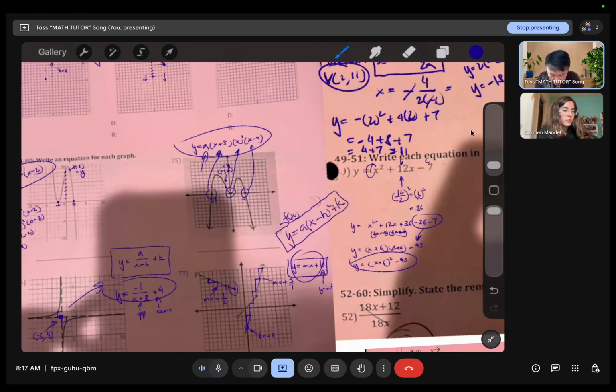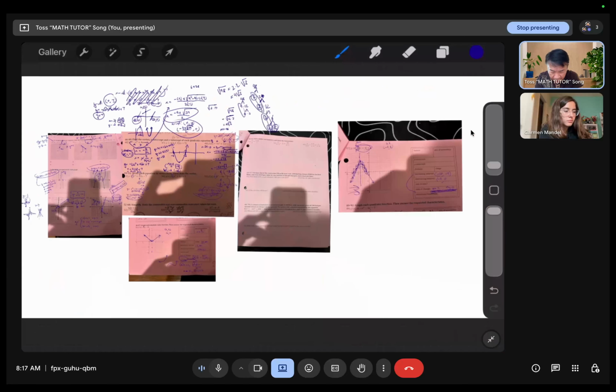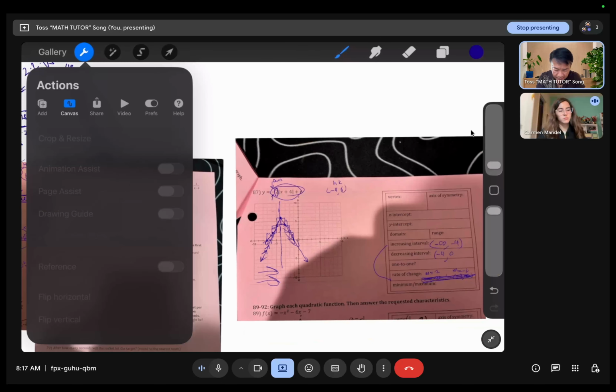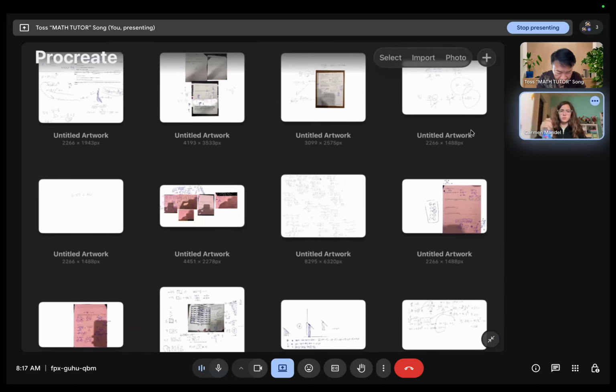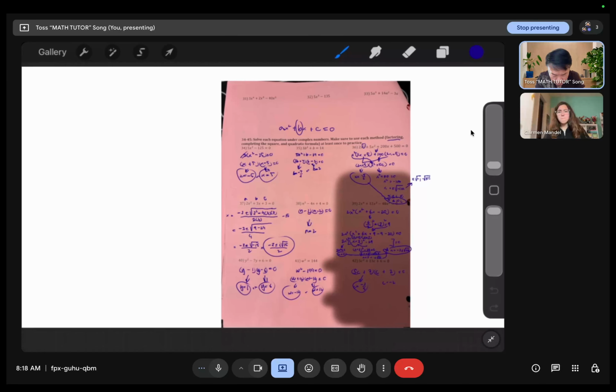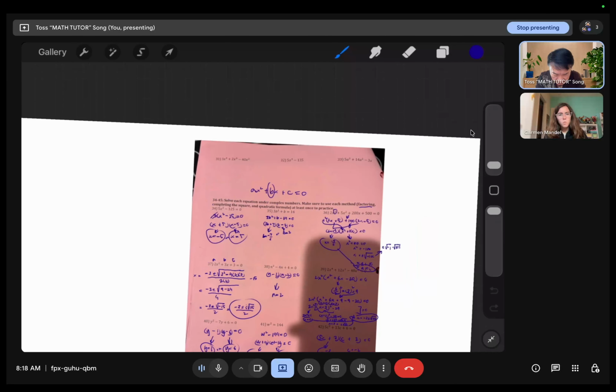Like, where was that one that you were solving? Like the one that you were doing. Yeah, let me see if I can find it. The absolute value problems. I think there's like a couple. Let me see. Is this the one? It has absolute value in it.